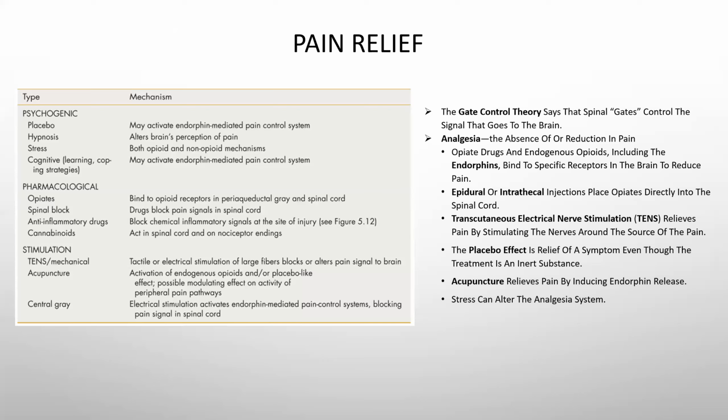The placebo effect is relief of a symptom, even though the treatment is an inert substance, and that's also been shown to reduce pain. Acupuncture relieves pain by inducing endorphin release. Again, remember, those are the endogenous opioids that decrease pain. And of course, stress can alter the analgesia system. So if you have chronic pain and you become very stressed, those pain levels are probably going to be increased. Okay? If you do have chronic pain and you're able to learn better coping strategies for stress, then your pain relief might be improved.